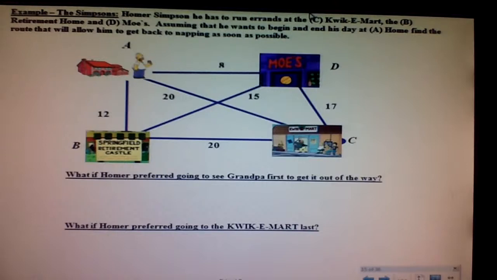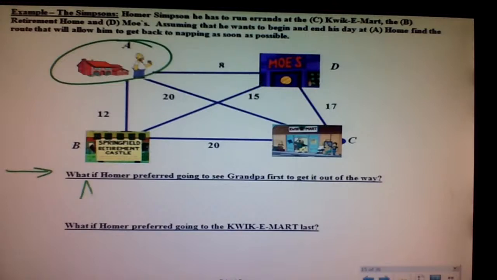Okay. So, assuming that he wants to begin and end every day back in his crib, because that's what they told me to call it last period. It's crib. It's not his home, it's his crib. It's all right. Okay, so saying that he wants to go back home and start at home every day, they want us to find the easiest way or the cheapest way to do this. So, this first one says, what if Homer wants to go see Grandpa first? What ways can he leave home, go to all of his destinations with visiting Grandpa first?